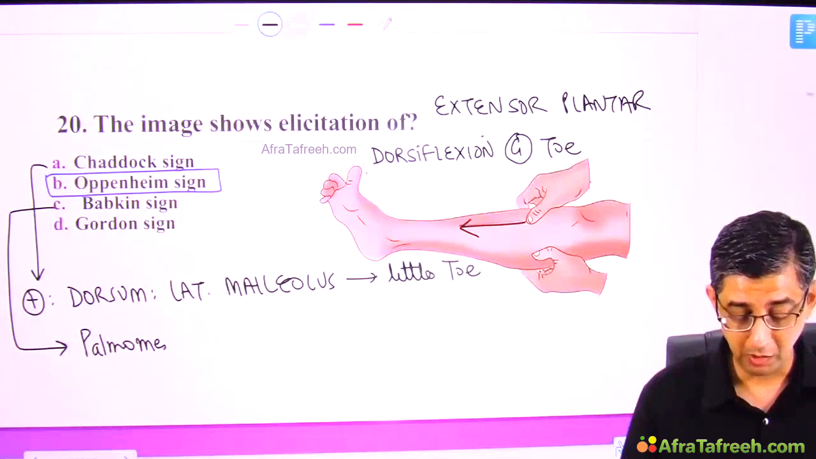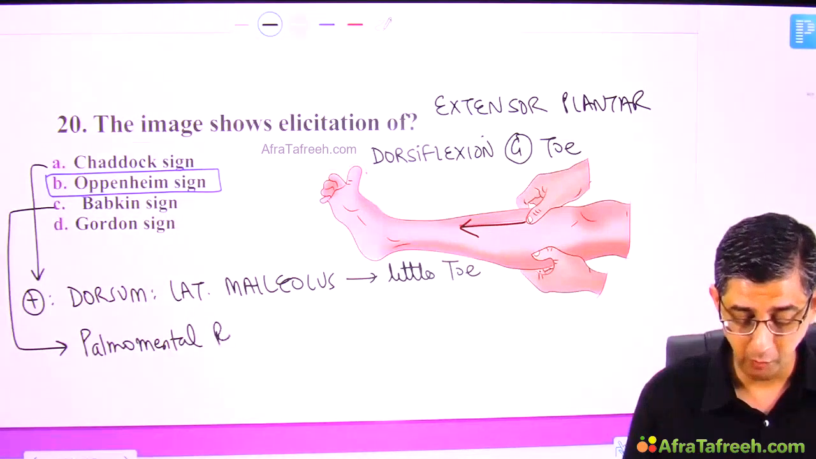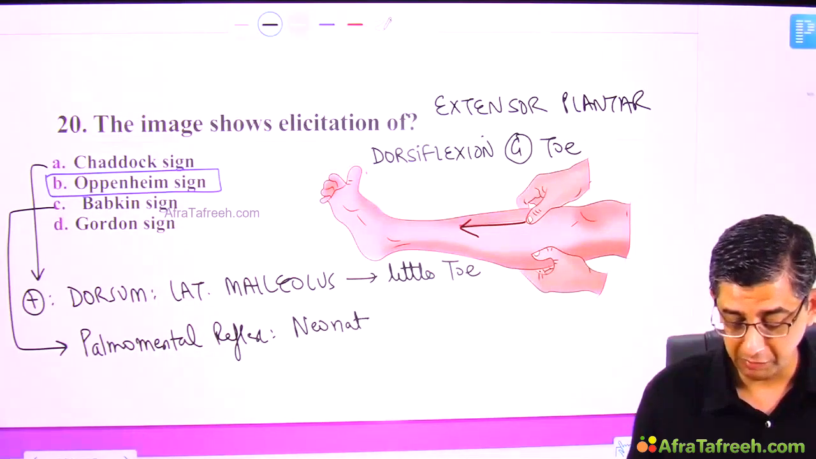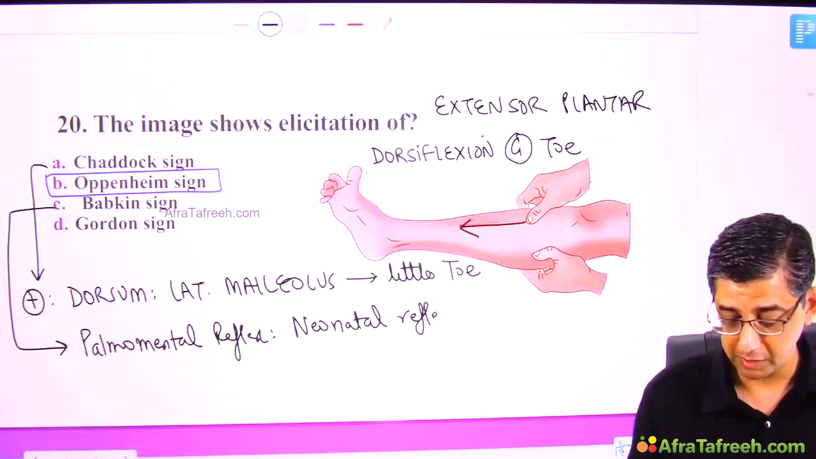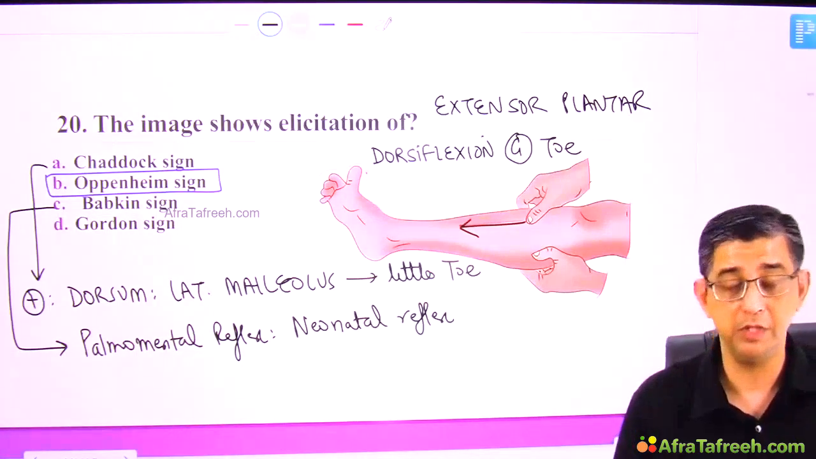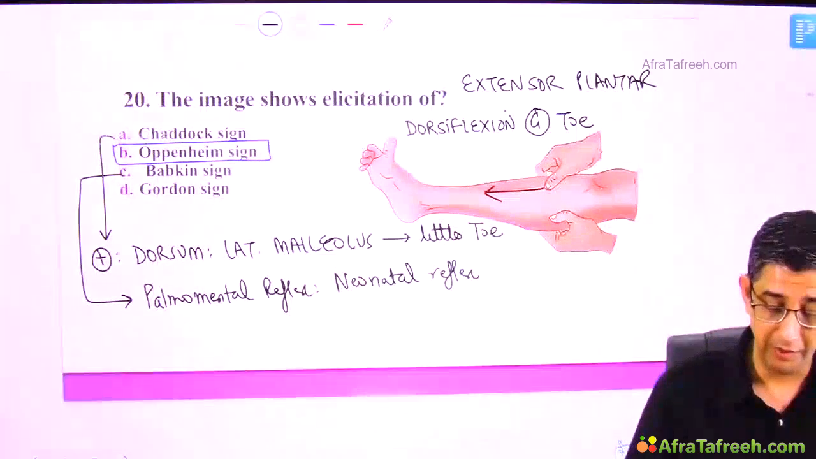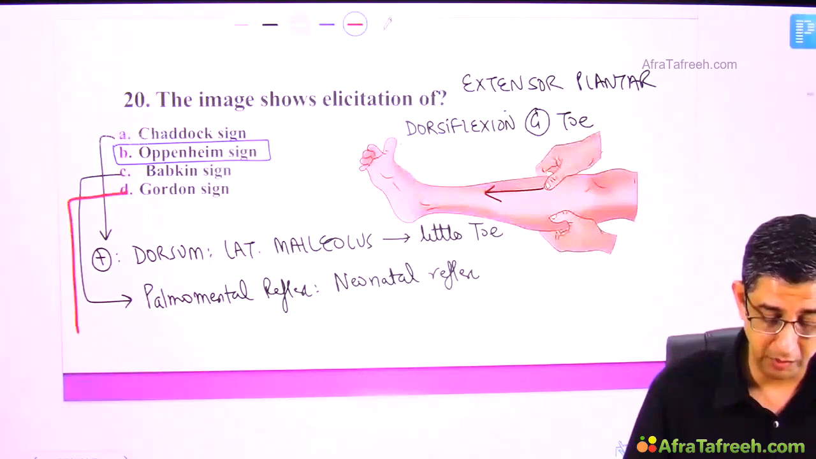So Babkin is going to be a neonatal reflex, that is the palmomental reflex. I want you to go through the data in pediatrics where you will find this name written, palmomental reflex, and the alternative name is Babkin, which can obviously be confused with Babinski. In Gordon sign, the method of elicitation is different. I'll just use a different ink to highlight it.